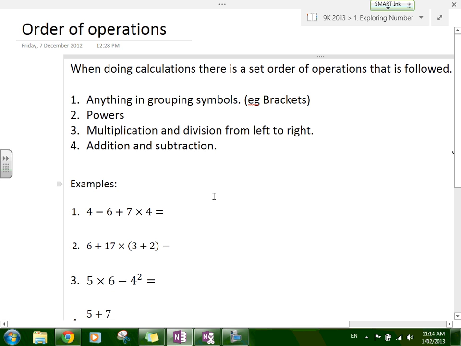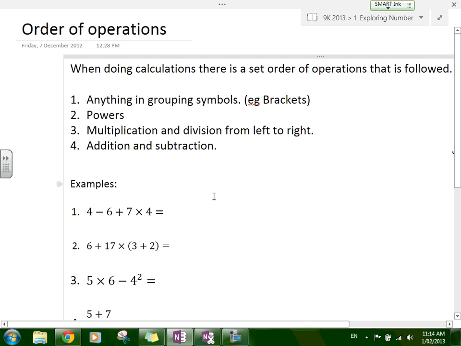First one is anything that's in grouping symbols, so brackets mainly. Anything inside brackets, you always need to do that first. Whenever it's in brackets on your calculator, always type this so that you're clear, because the calculator follows these order of operations. So if you don't follow them, you're going to get different results from what you think. So it's important that you always do brackets first.